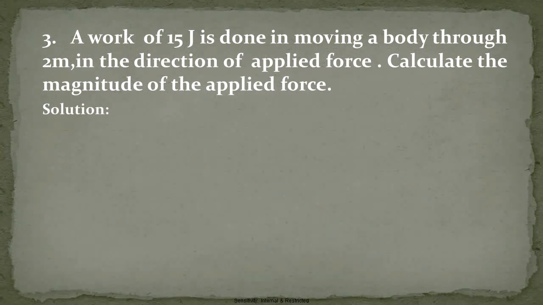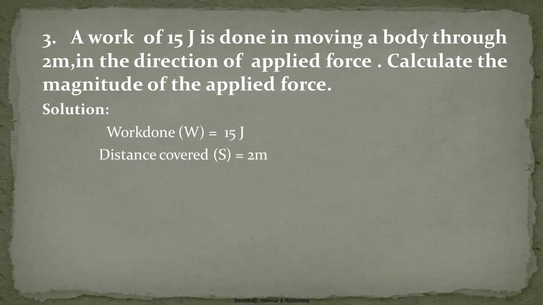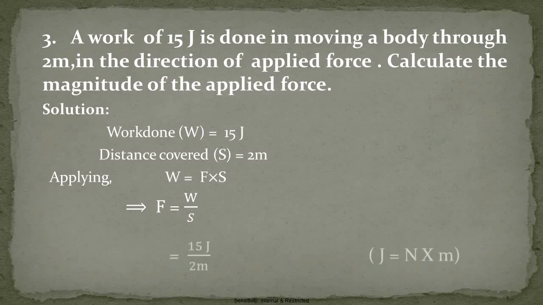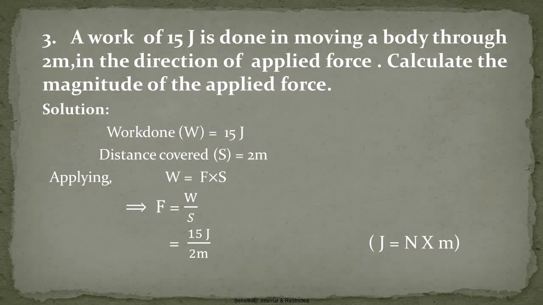Okay, so in the solution, first we will write all the values which are given in the question. Work done, W is equal to 15 joule. Distance covered, or we can say the displacement, S is equal to 2 meter. Clear? And applied force F is to be calculated. So applying the formula of work is equal to F into S, and we have to find F. So we will change their places. So F will be W upon S. Now we will put the value of work and displacement, and here it will be 15 joule upon 2 meter, and after solving this, the force will come as 7.5 Newton.